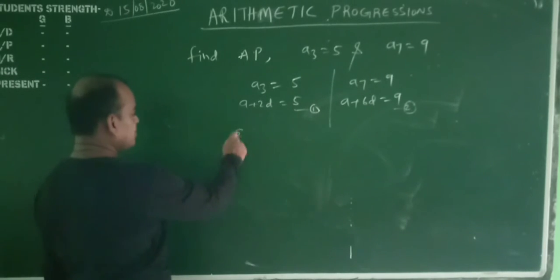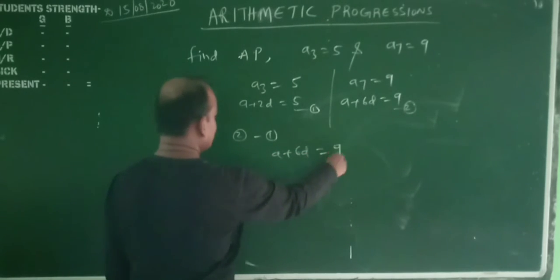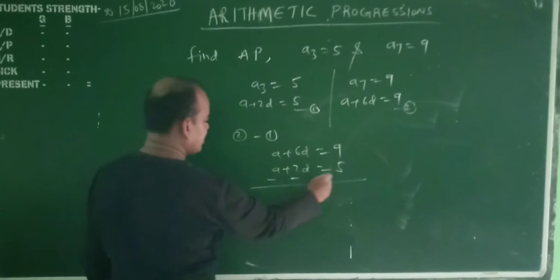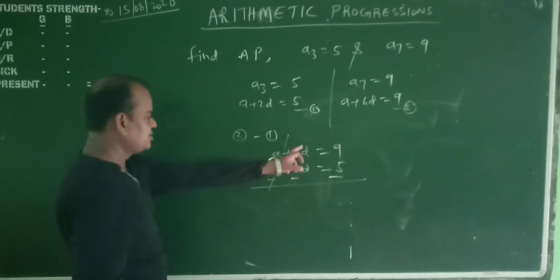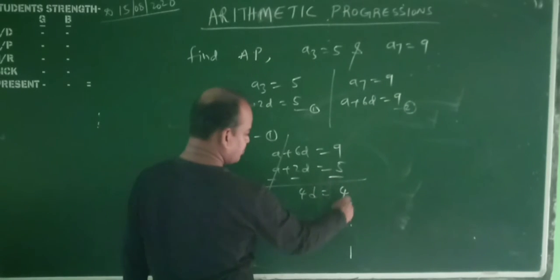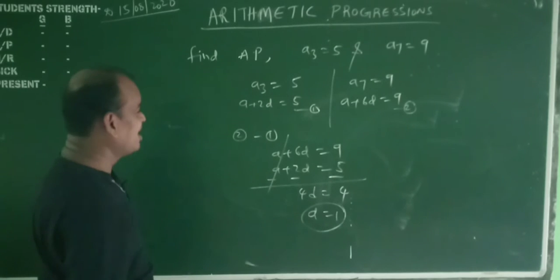Now equation 2 minus equation 1, no problem. A plus 6D is equal to 9, A plus 2D is equal to 5. Subtracting, the A terms cancel. 6D minus 2D means 4D, and 9 minus 5 means 4. D is equal to how much? 1. The D value is 1.